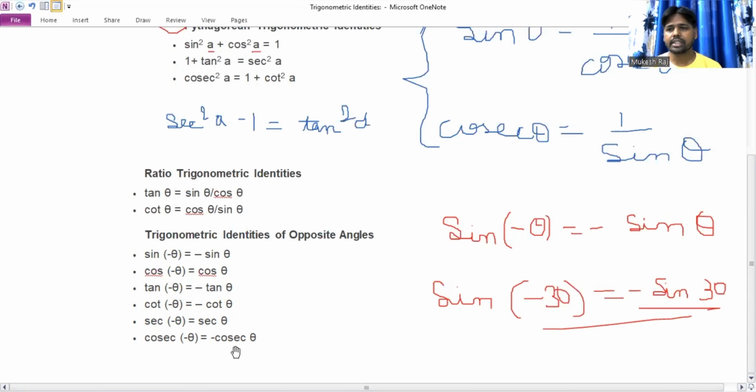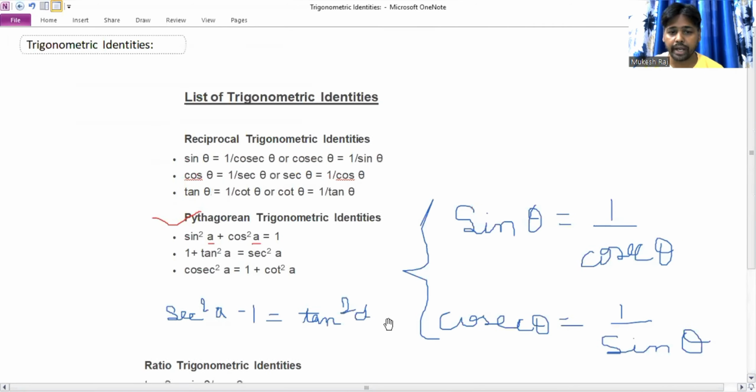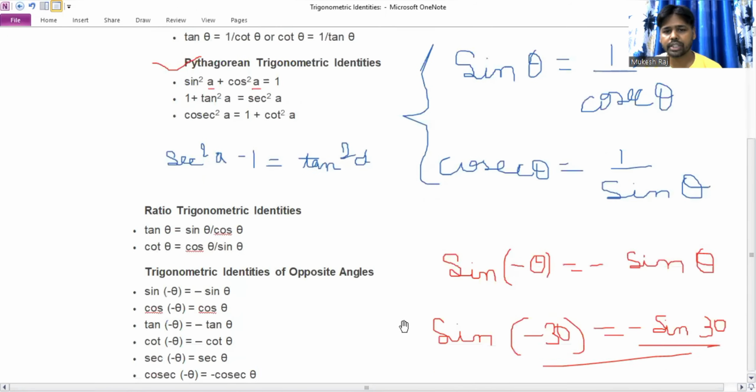So friends, these are a few of the trigonometric ratio identities that we have looked at in this session.